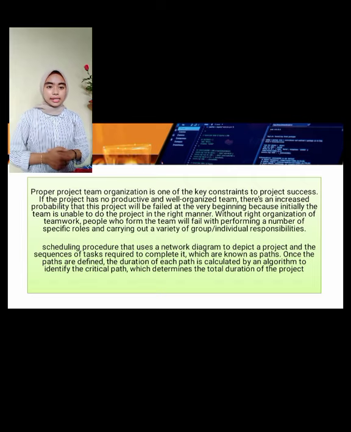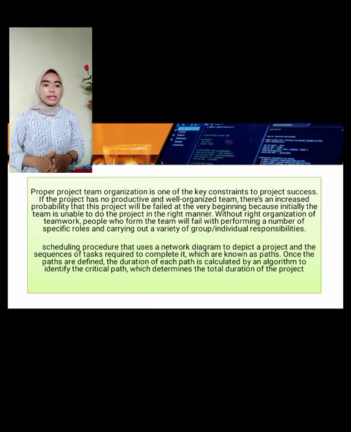Okay, the second, proper project team organization is one of the key constraints to project success. If the project has no productive and well-organized team, there's increased probability that this project will fail at the very beginning because initially the team is unable to do the project in the right manner. Without right organization of teamwork, people who form the team will fail in performing a number of specific roles and carrying out a variety of group or individual responsibilities.